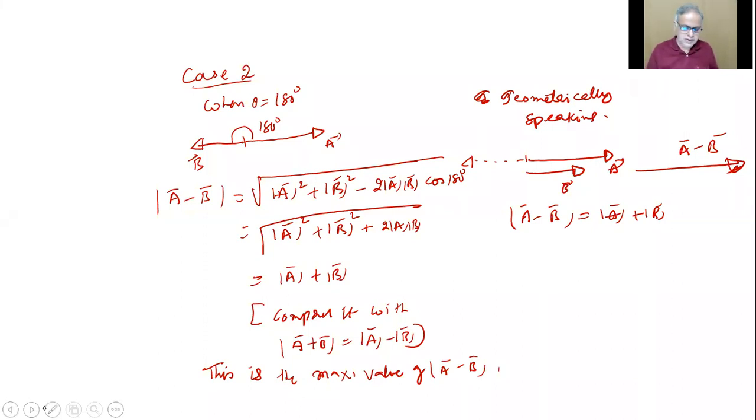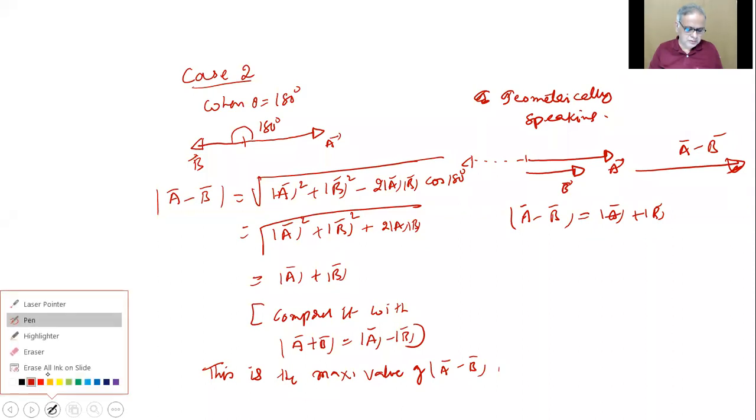When the angle is 90 degrees, what will you get? 2AB cos 90 becomes 0. It is under root, mod A square plus mod B square. So is it looking like the sum only, isn't it?